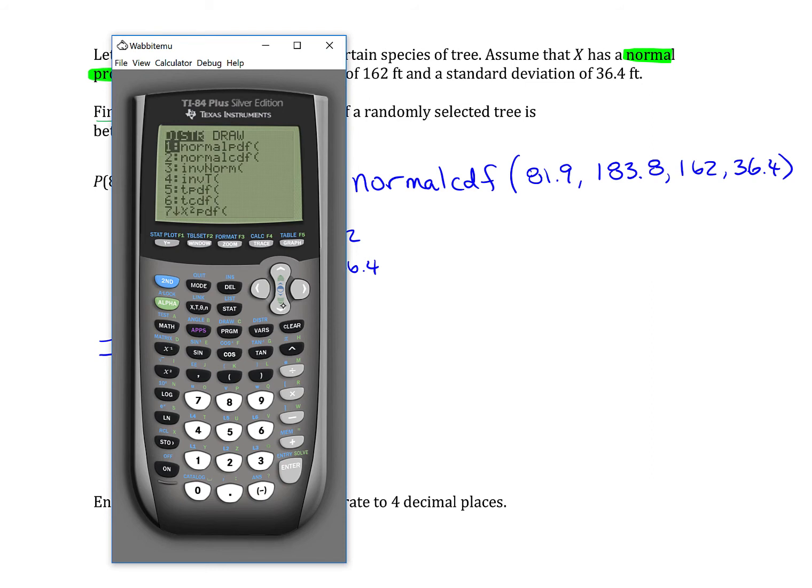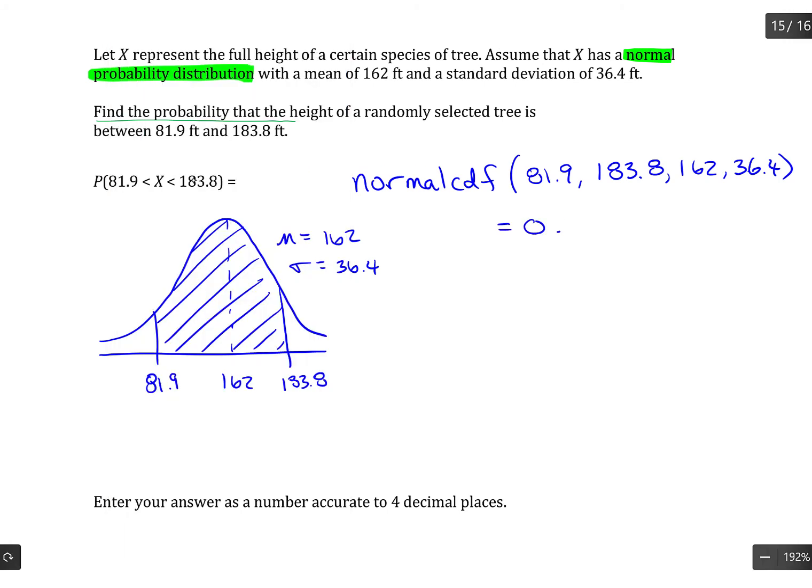So I'll hit second and vars. And the second item down there in the distributions menu is normal CDF. And I just need to type in the inputs that I've written out here. So 81.9, comma, 183.8, comma, 162, comma, 36.4. Press enter and I've got 0.7115.